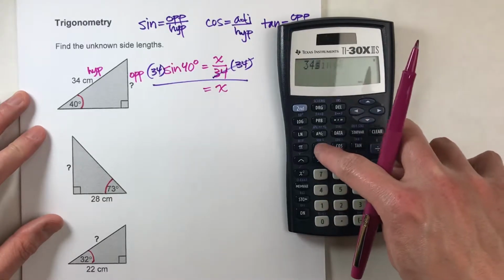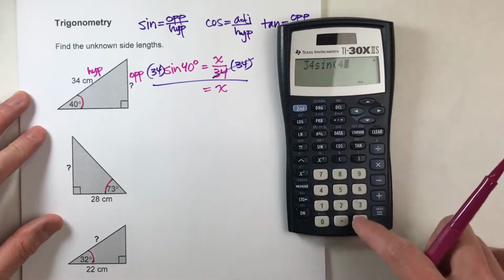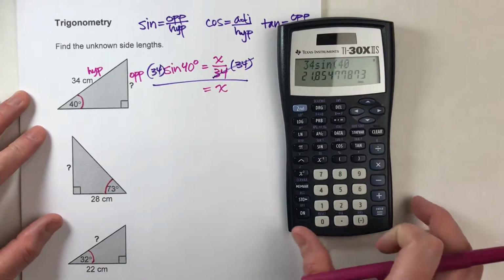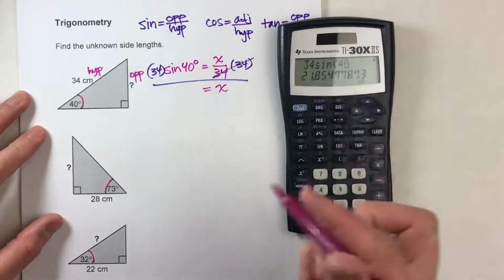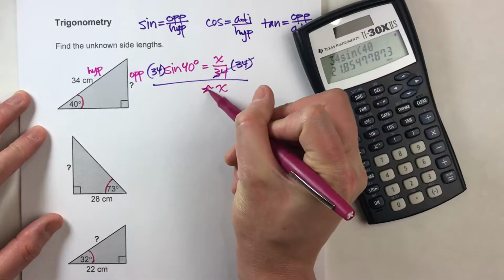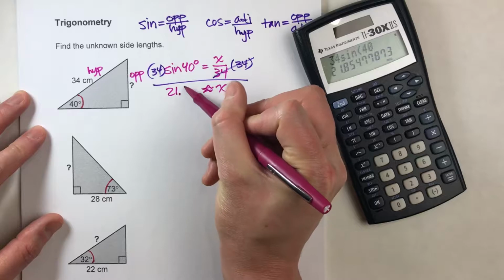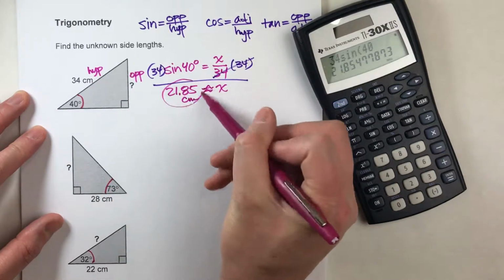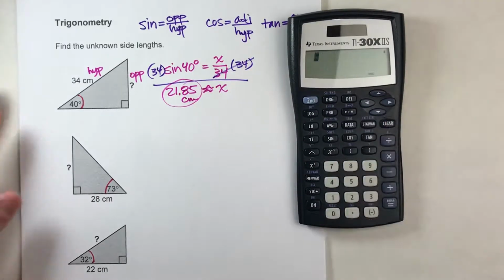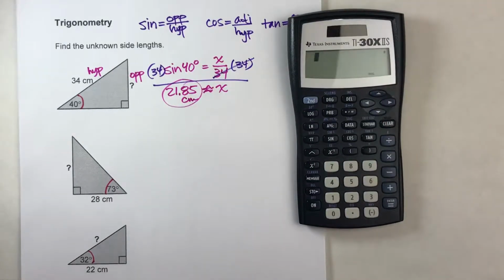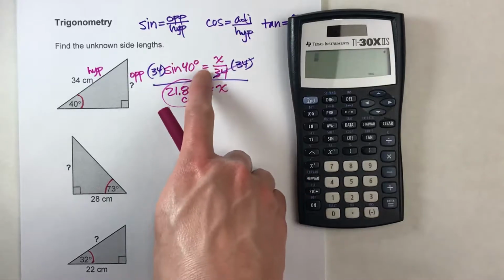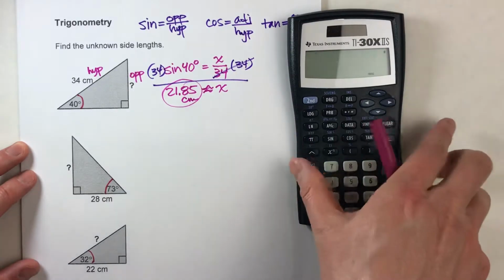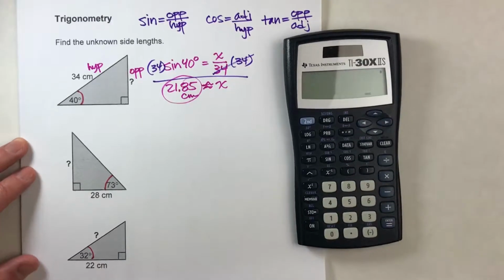34 sine of 40 degrees. Hit enter, and I get about, let's say, 21.85. So I'll say approximately 21.85, and these are centimeters, and there it is. All right, so notice once you've set up that original equation using the trig ratio, it's just one step away from getting the answer. All right, but the tricky part is figuring out which ratio it is.